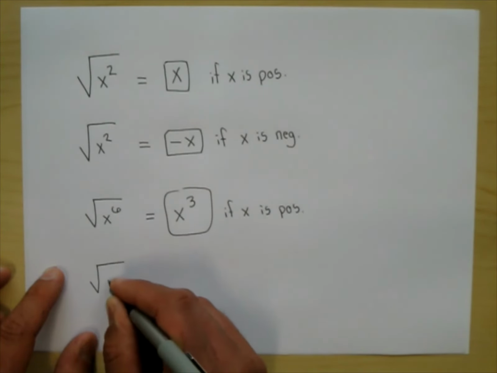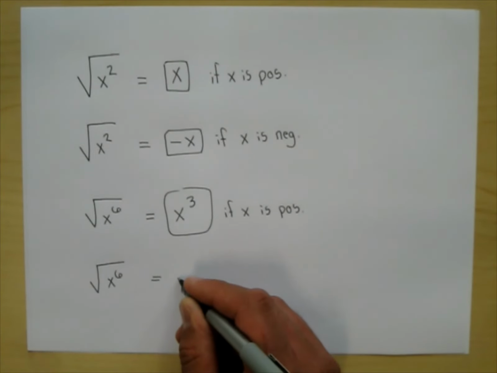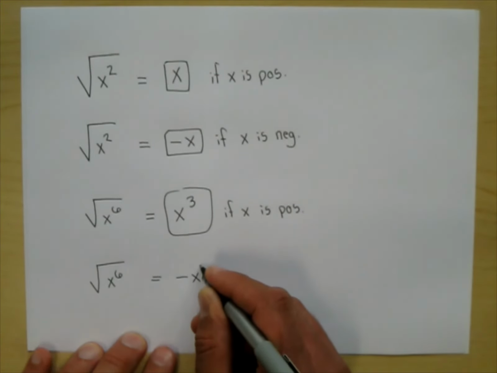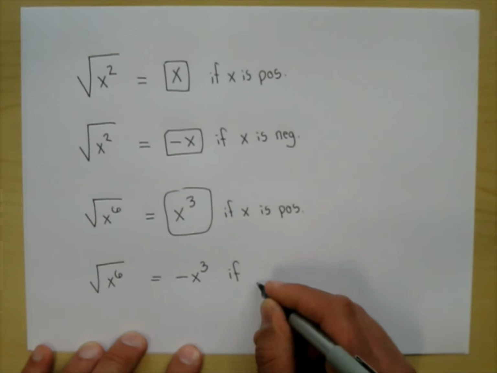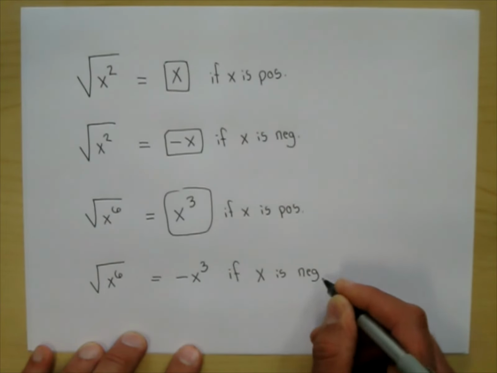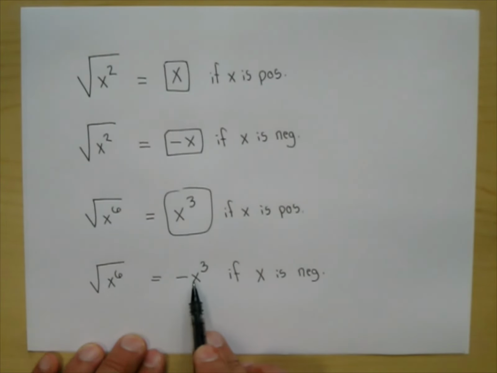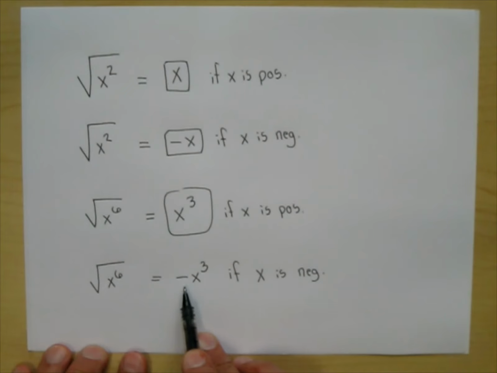Otherwise, if x is negative, then this thing is going to be negative x cubed. So this is if x is negative. And if you don't believe me, put x equals -2 in. So we'll cover up that negative. -2 times -2 times -2 is -8, and then you have a negative in front of that, that's +8.